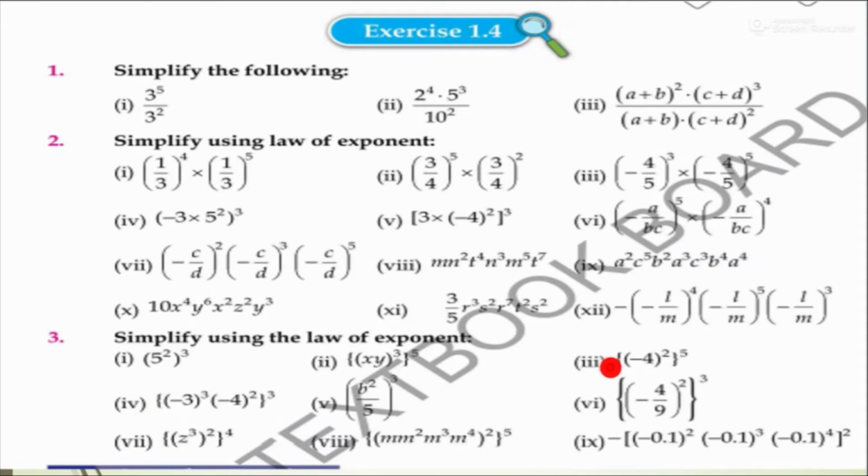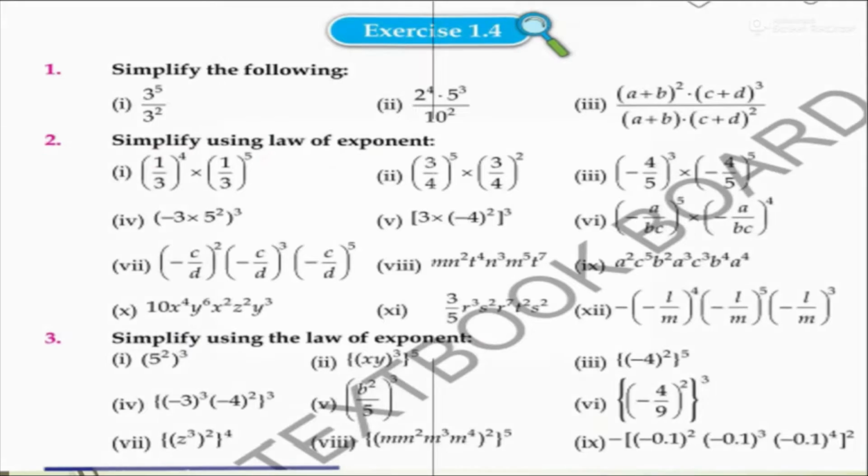Now question number 1, okay, we have done exercise 1.3. Now we will start exercise 1.4. Okay, exercise 1.4: simplify the following. First of all we will simplify, and second, simplify using the law of exponents, and third, simplify using the law of exponents. Okay, let's start now.